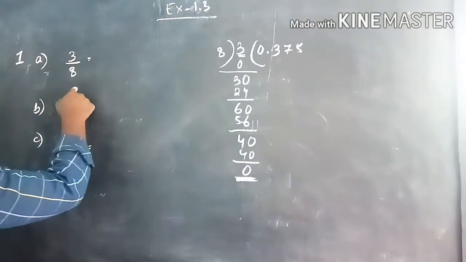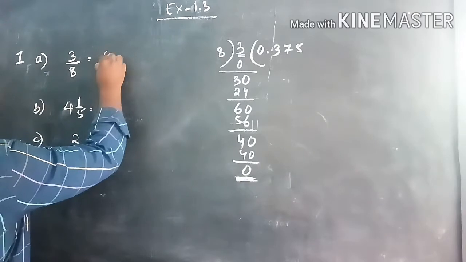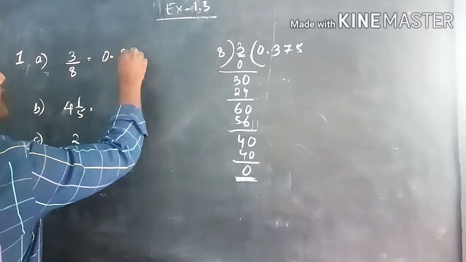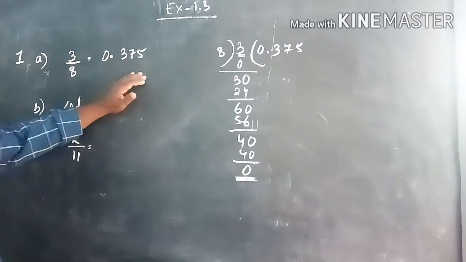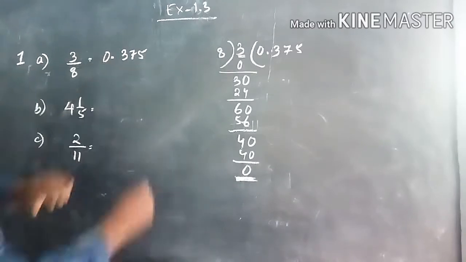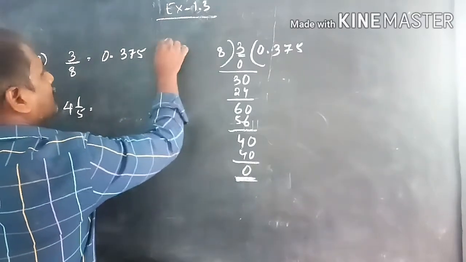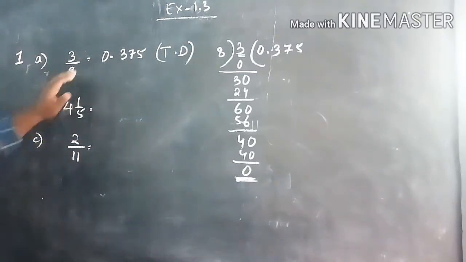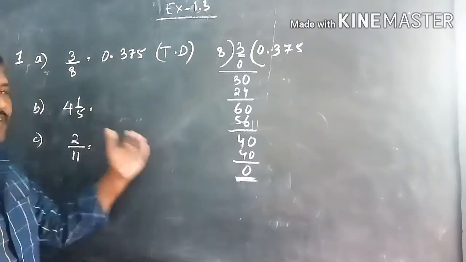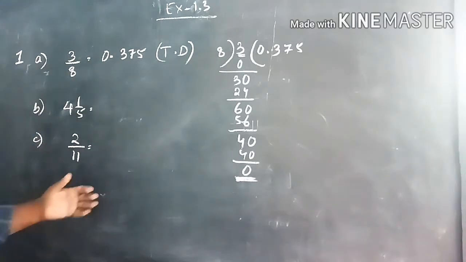So the decimal form of 3 by 8 is equal to 0.375. As it terminates, it is called a terminating decimal. So 3 by 8 is equal to 0.375. It is a terminating decimal. Let us take another one.